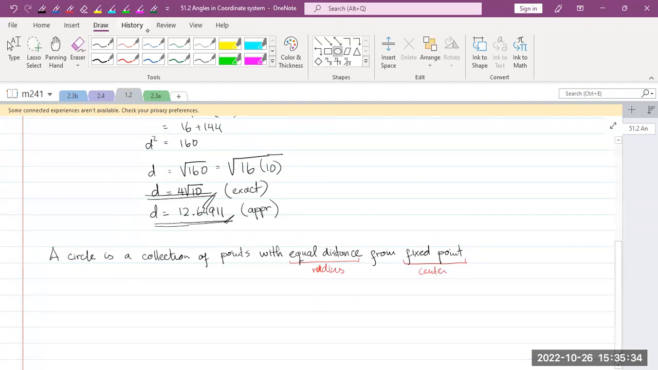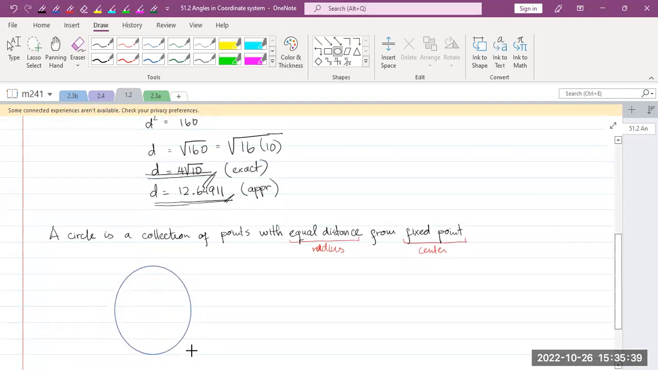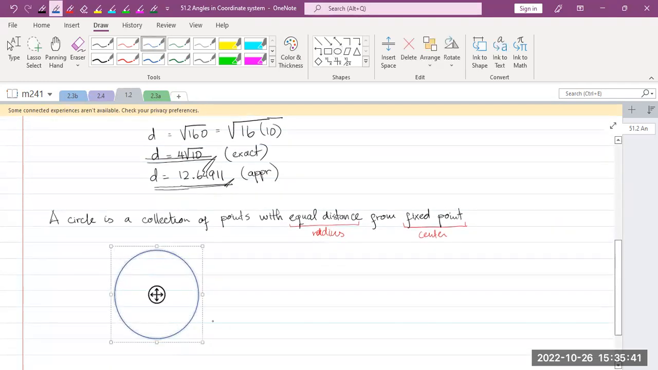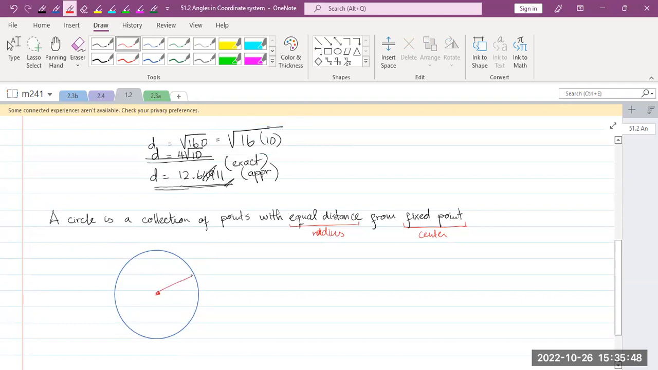So let's take a look. If we have a circle, then this is the center, let's say, and this is the radius. Any point you pick on that circle will have equal distance from the center.